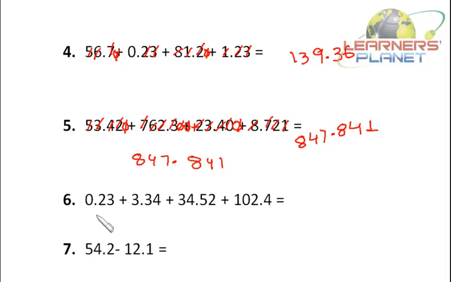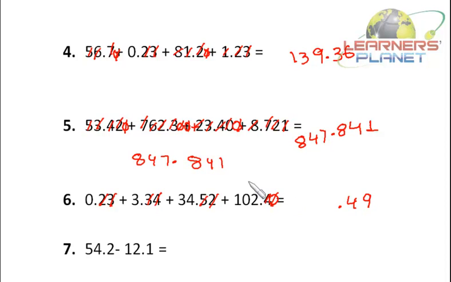Now let's see this. Okay, I put a 0 over here. Let's begin. 3 plus 4, 7 and 2, 9. I write a 9 over here. Next, 2 plus 3, 5 plus 5, 10 and 4, 14. I write 4 over here and 1 will be carried.